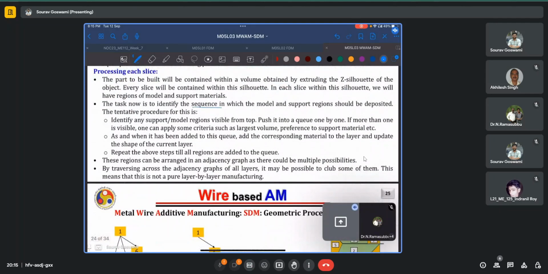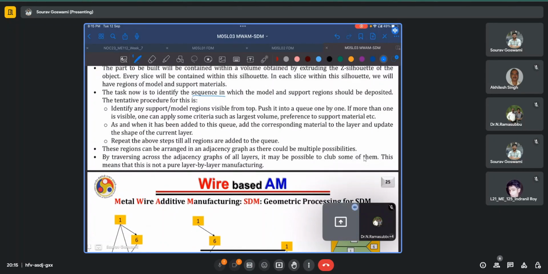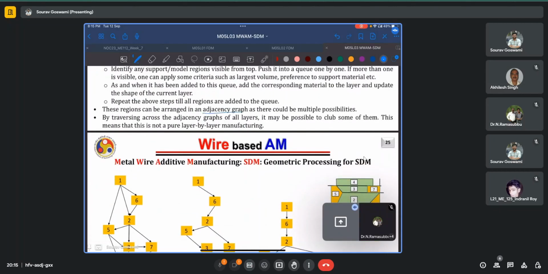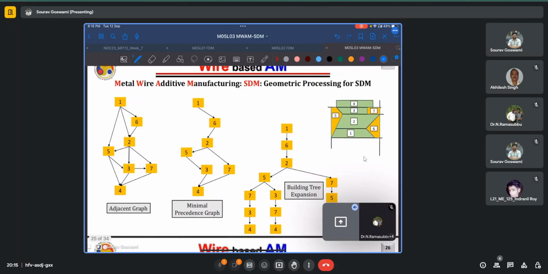We have to identify the sequence in which the various parts can be deposited. We can use any algorithm which is suitable for us. For example, in one of his examples, Professor Kapil has used the principle that whichever component or whichever part has the greatest volume, he will deposit that first. There might be multiple ways to deposit or multiple branches we can follow. There is no clear distinction. Each of them will bring you the same result, and you can choose one based on your own defined principles. We form something called an adjacency graph and then a minimal precedence graph. It actually helps us to build the tree.